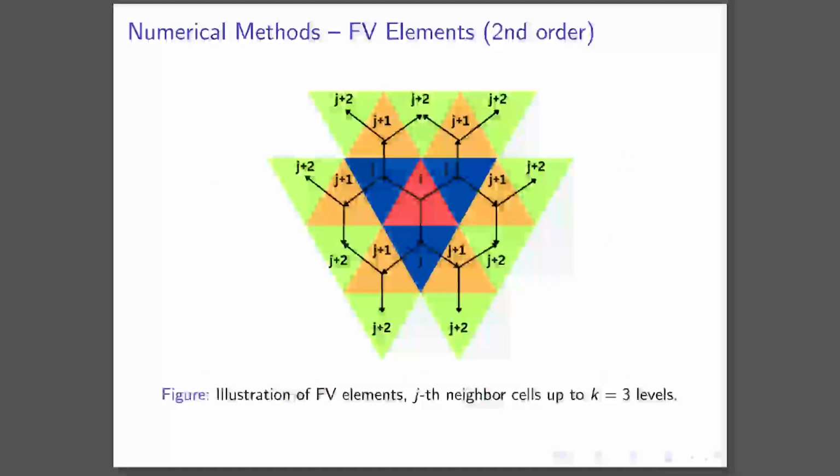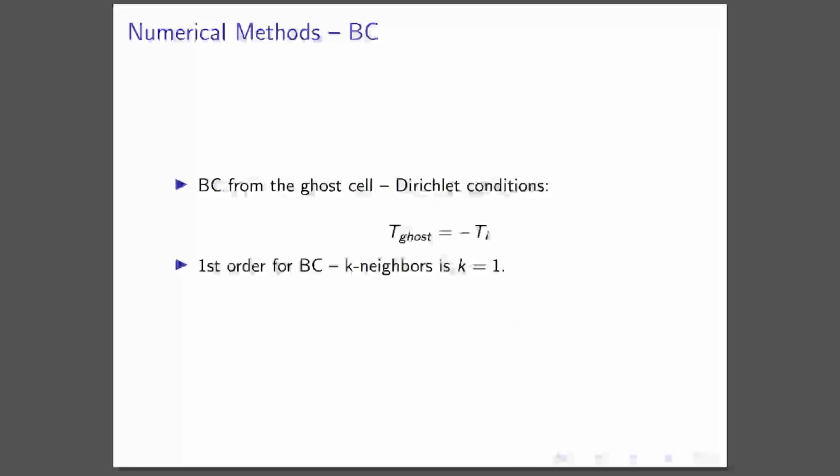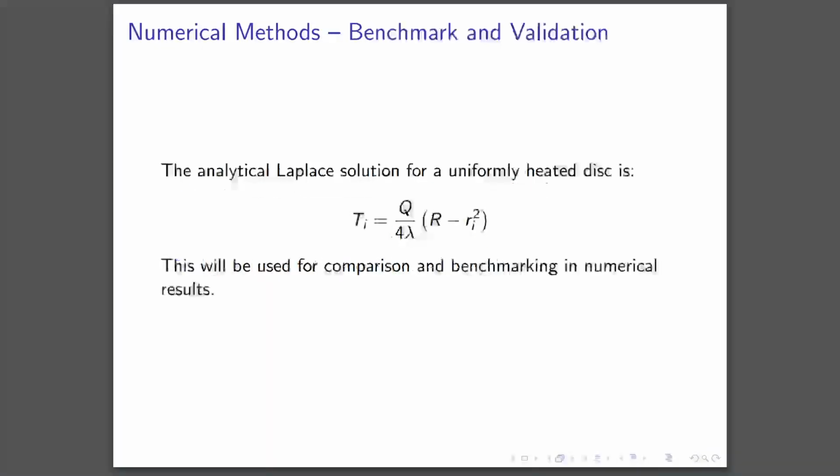For second order, we can get the information from nearby cells, which can illustrate our jth neighbor up to k equal to 3. So 3 neighbor sets instead of 1 for second order. For boundary conditions, T sub ghost is going to be the negative of the temperature at i at the edge, which is first order-ish, if you can imagine, because we're only taking in the boundary condition at the first level of cells. Our benchmark is going to be the analytical Laplace equation solution for the uniformly heated disk, which is as so. This will be used for comparison and benchmarking against the numerical results.